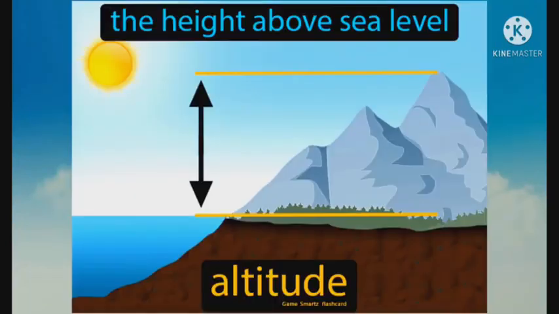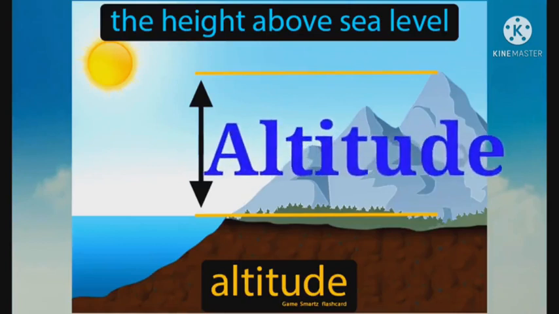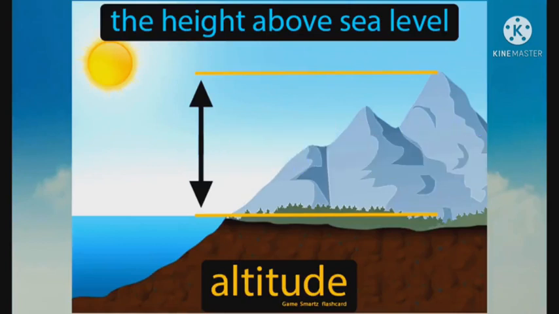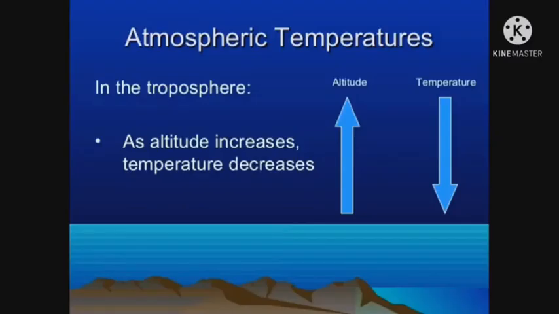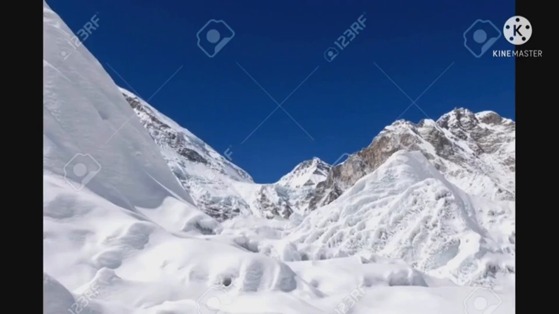Another factor responsible for the climate of a place is its altitude. Altitude is the height of a place above sea level. As the altitude increases, temperature decreases. This is the reason that the high mountains remain snow-covered throughout the year.